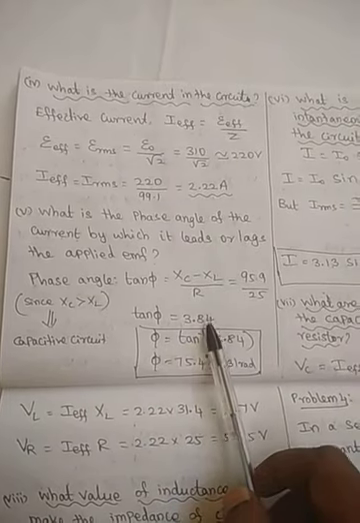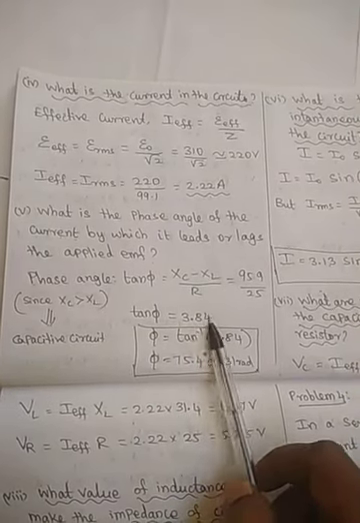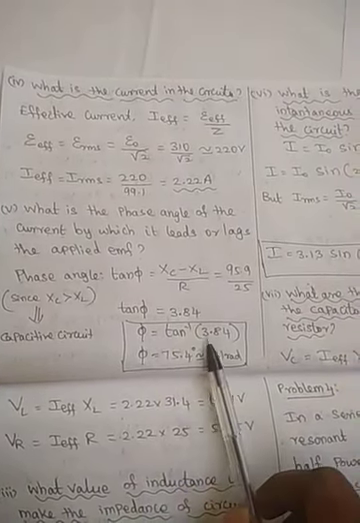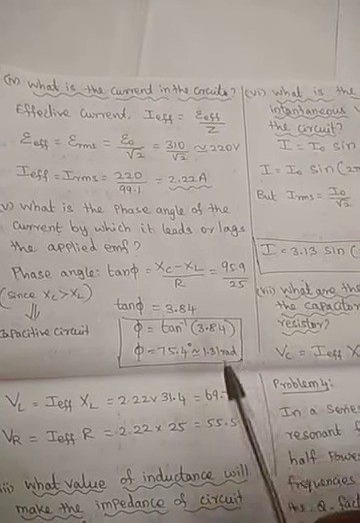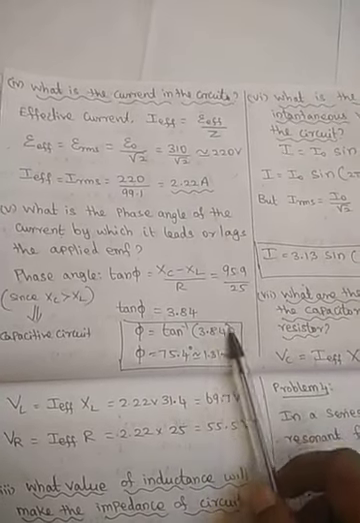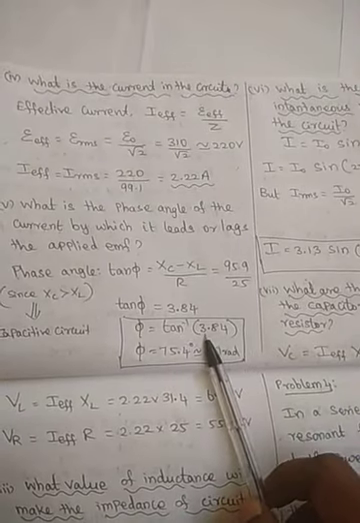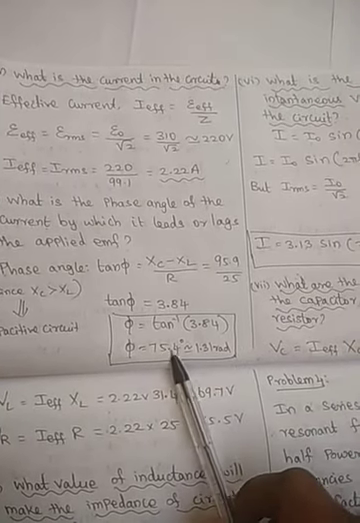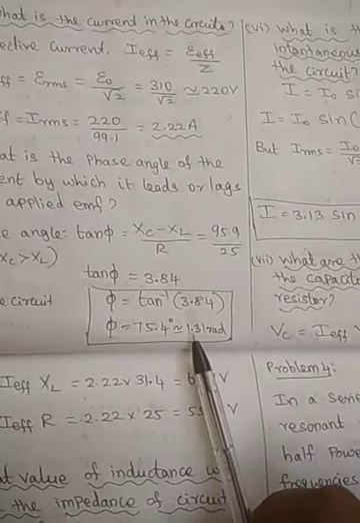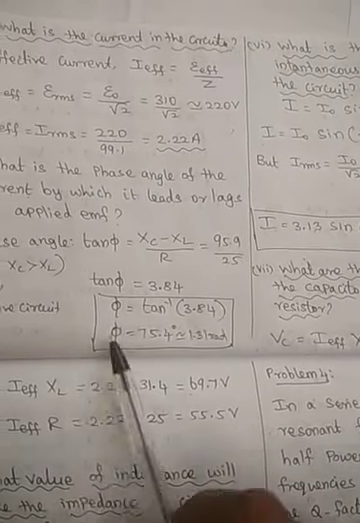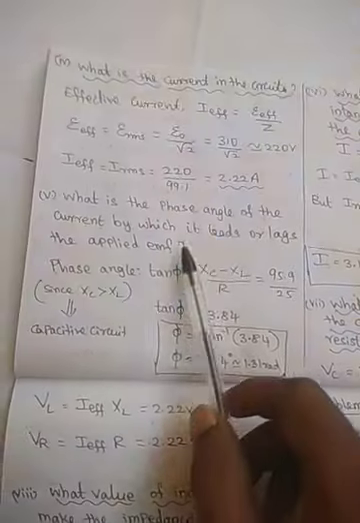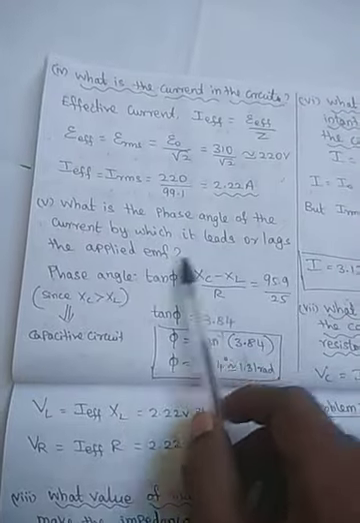Dear students, in the examination it is difficult for you, so you have to write phi is equal to tan inverse of 3.84. They may give the mark for you. So the solution for this one, tan inverse of 3.84, is 75.4 degree or approximately 1.31 radian. This is the phase angle of the current by which it leads the applied EMF.